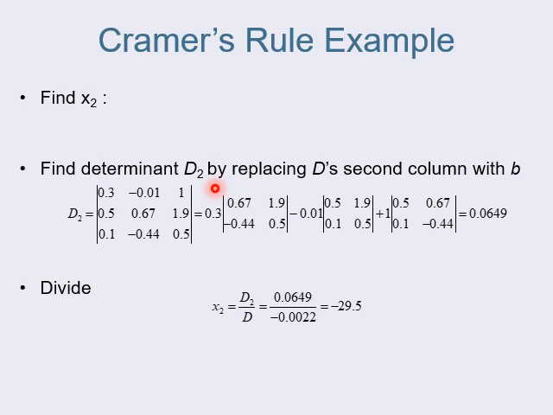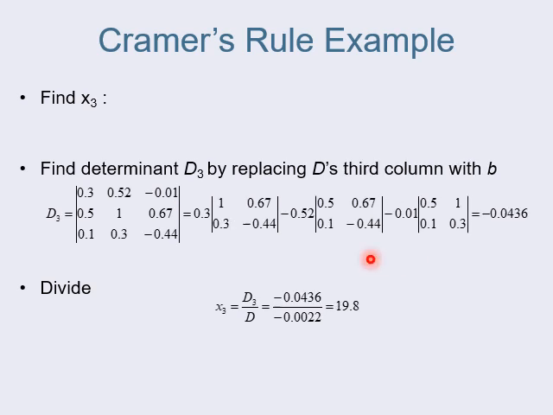To find x2, you replace the middle column by the B vector, with the rest as the original A matrix, only you are changing this. You find the determinant D2, and x2 is D2 over D, that comes out to minus 29. To find x3, you replace the third column by the B vector, and then you find the determinant D3, then x3 is D3 over D, and you find it as 19.8. So that's Cramer's rule. That's how we use it to find the solution of a system of linear equations.